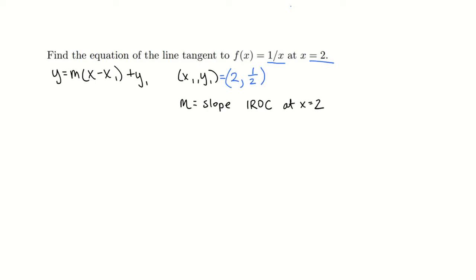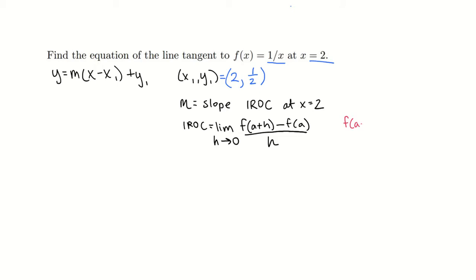But to get the instantaneous rate of change, we're going to use the formula. The instantaneous rate of change is the limit as h goes to 0 of (f(a + h) - f(a)) over h. In this situation, f(a + h) means f(2 + h) and f(a) means f(2). So let's find those values first.